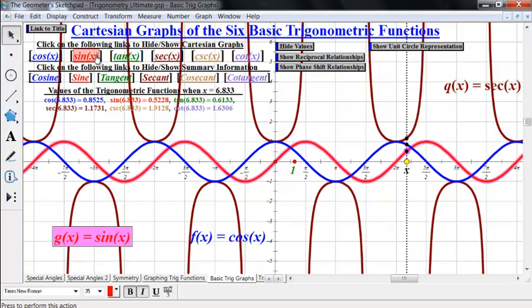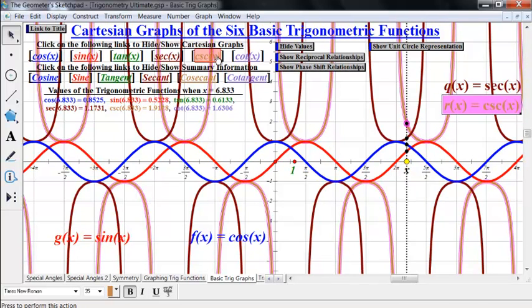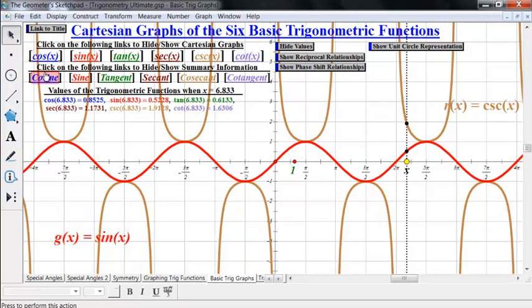Now since the sine is just a shift of the cosine to the right by pi over 2, it's probably no surprise that the cosecant then is just a shift to the right by pi over 2 of the secant of x. So basically the things that we notice about secant of x, we're going to notice the same thing for cosecant of x, but just shifted to the right by pi over 2. So let's get rid of those two. Let's leave these two together.